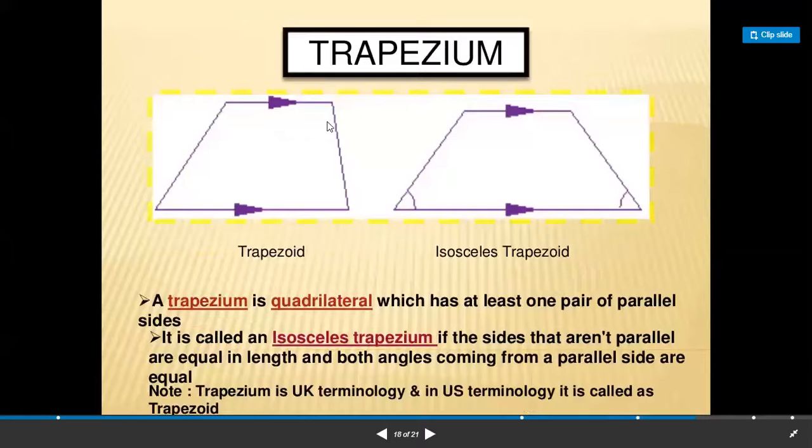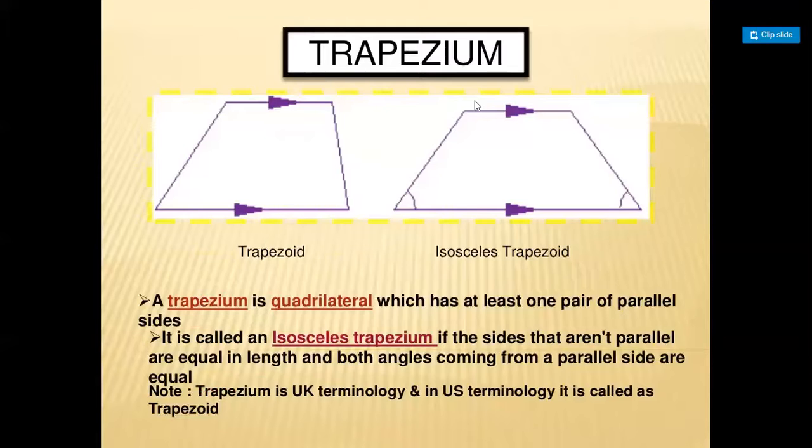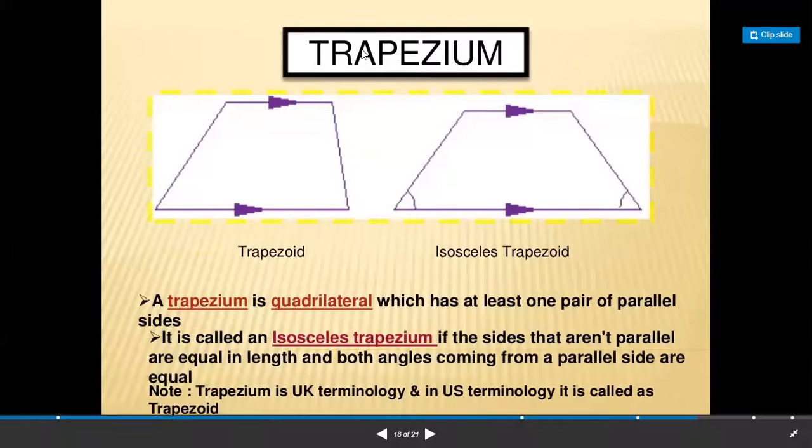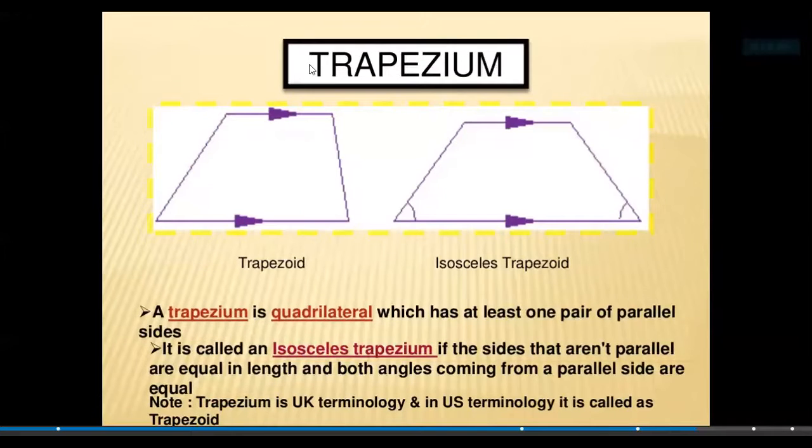Trapezium. Trapezium is not a kind of parallelogram because in case of a parallelogram, both pairs of opposite sides must be parallel. But in case of trapezium, we have only one pair parallel. So this is not a type of parallelogram. It is a quadrilateral which has one pair parallel.